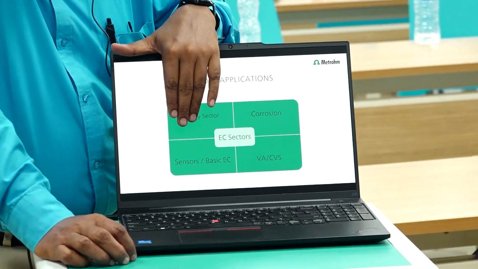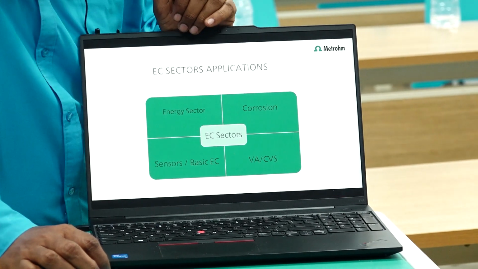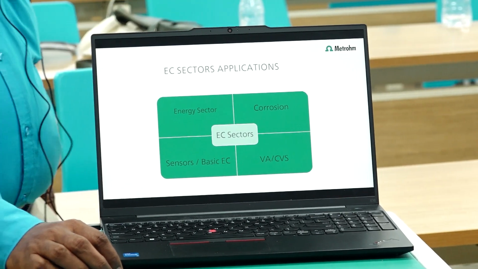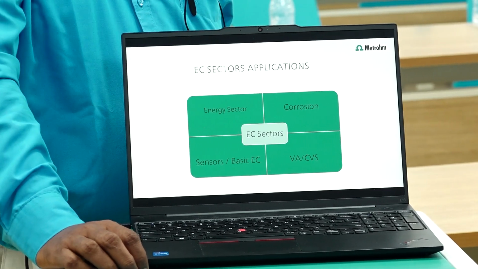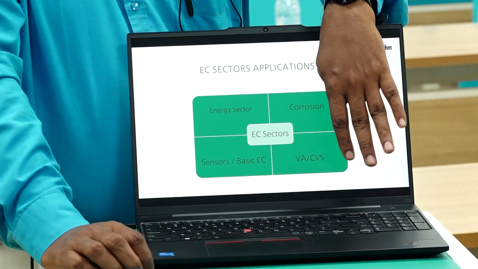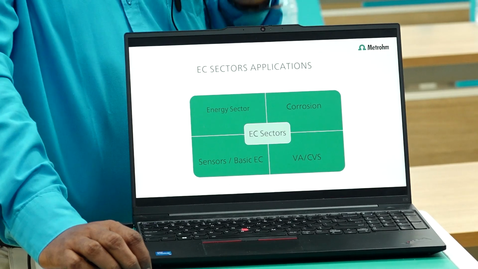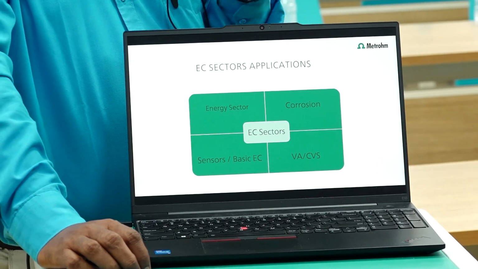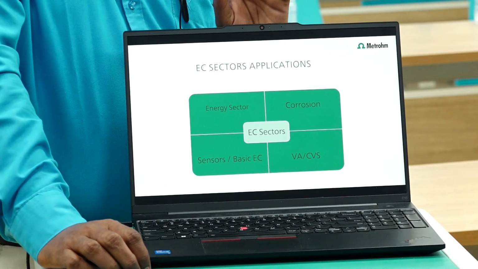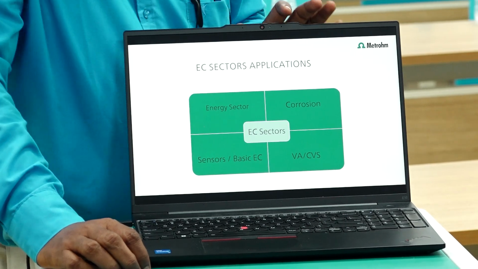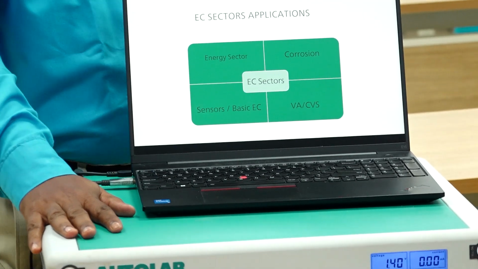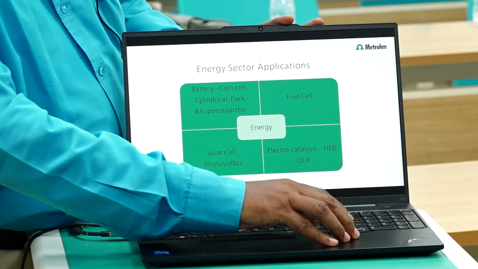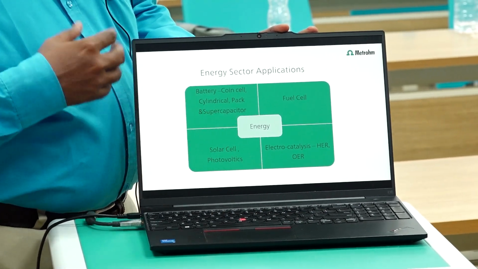And sensors and basic electrochemical fundamental research, and then last is voltammetry and stripping voltammetry. That is a separate instrument, but that will also work under electrochemical principle only. The material will undergo oxidation or reduction under a particular condition. But these three sectors we will be covering with the electrochemical workstation with the potentiostat and galvanostat modes. In energy we are going in deeper.